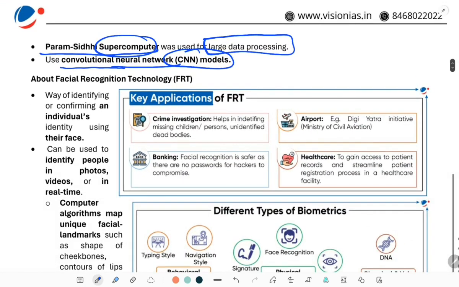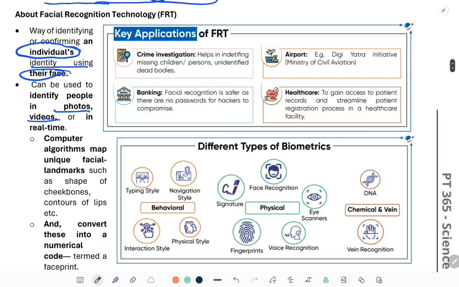We'll see about facial recognition technology. It is the way of identifying or confirming an individual's identity using their face. It can be used to identify people in photos, videos, or in real time. Computer algorithms map unique facial landmarks, such as the shape of cheekbones or contours of lips, and convert these into a numerical code termed a face print.